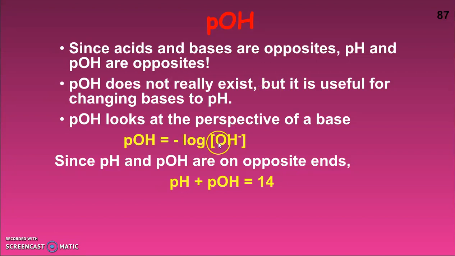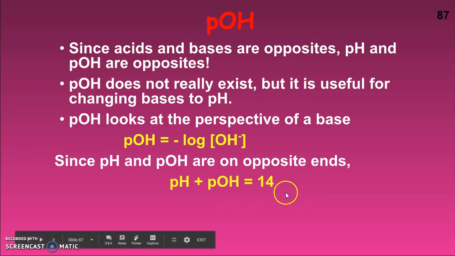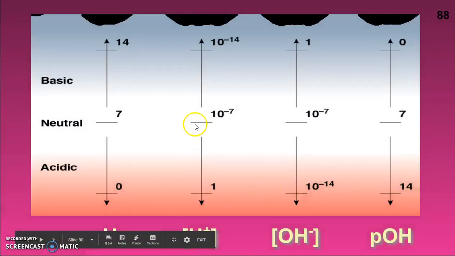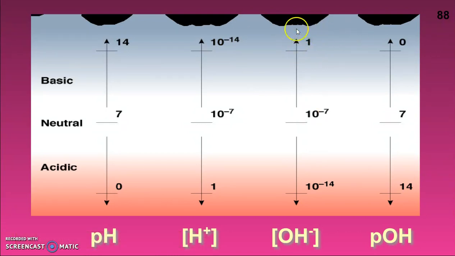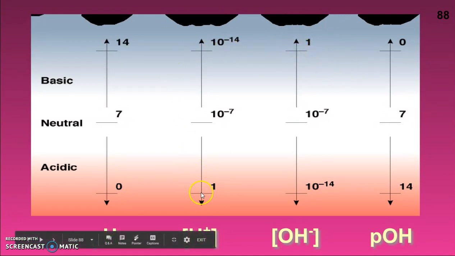So pOH equals negative log of hydroxide. And since pH and pOH are on opposite ends, they must always add to equal 14, because that's our pH range. So looking at this, pH goes from 0 to 14. We look at our hydrogen concentrations going from 1 to anything with an exponent of 10 to the negative 14th. Hydroxide would go from 10 to the negative 14th up to 1. That would make it more of a base because it would have a higher amount of it. This would make it more of an acid because it would be the higher amount on the one end.